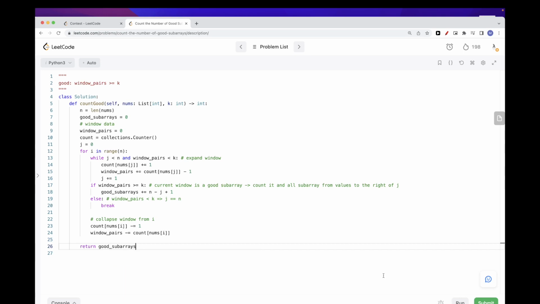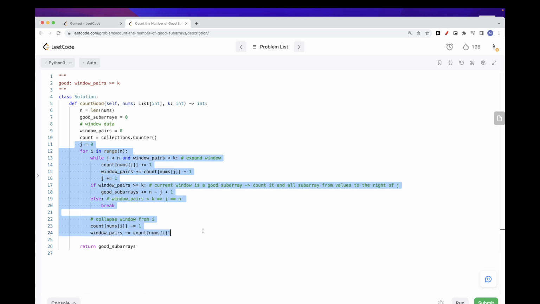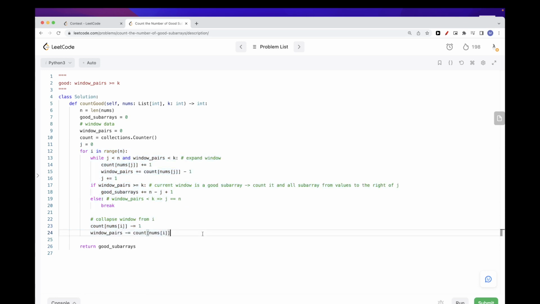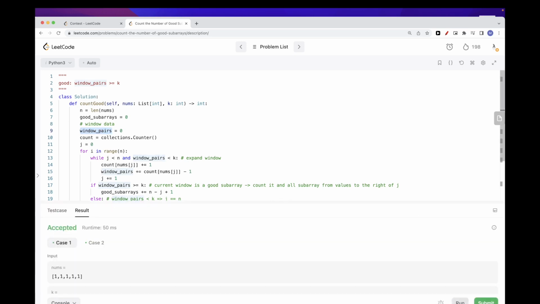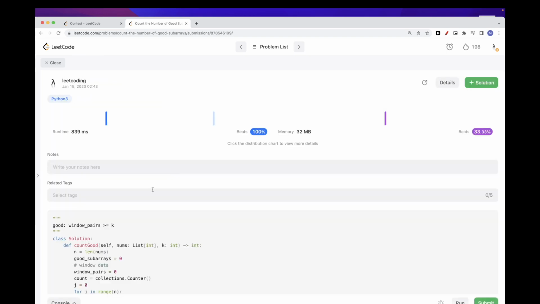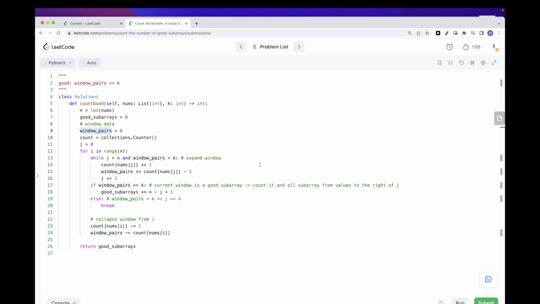Okay, so yeah, pretty much just sliding window technique here. The tricky part is knowing your window data and when to expand, when to collapse. Okay, looks good. Let's submit. And that passes test cases, right? Yeah, so that's pretty much it for this problem. It's a good application of sliding window technique.